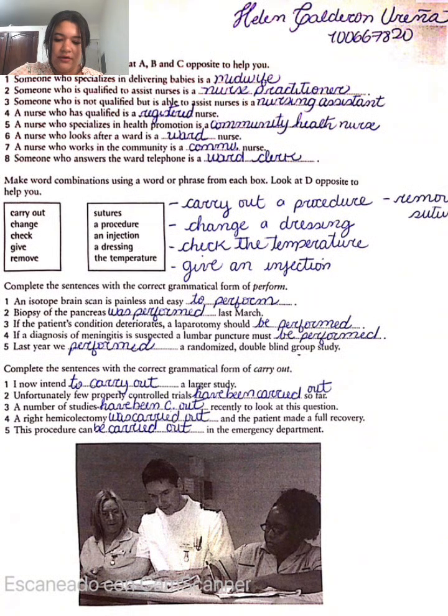Complete the sentences with the correct grammatical form of perform. An isotope brain scan is painless and easy to perform. Biopsy of the pancreas was performed last March. If the patient's condition deteriorates, a laparotomy should be performed. If a diagnosis of meningitis is suspected, a lumbar puncture must be performed. Last year we performed a randomized double-blind group study.